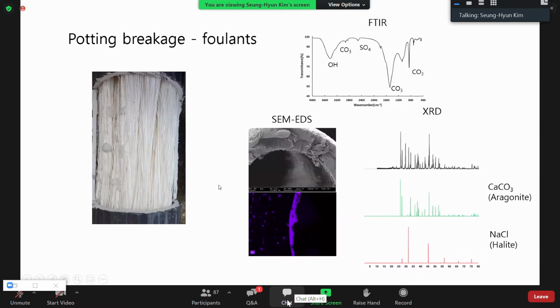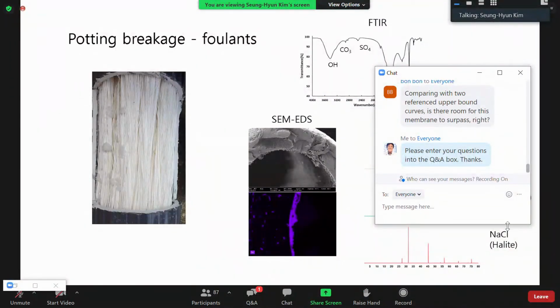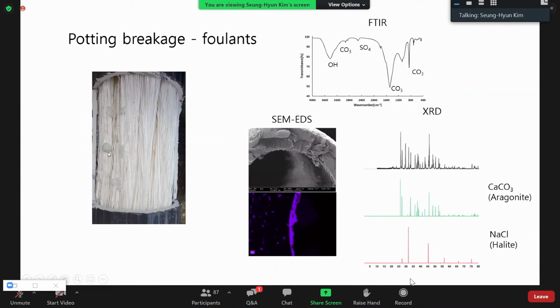And sometimes we have potting breakage problems. Some modules have a damage, a defect in potting. You can see here in this picture, the salt outside these fibers, even though this one is inside-out filtration mode. But still, when we took out this membrane for the autopsy test, we found some coatings, fouling inside the membrane. This one was found to be calcium. When we did the FTIR and XRD analysis, we found this fouling is mostly calcium carbonate, some calcium sulfate, and sodium chloride.